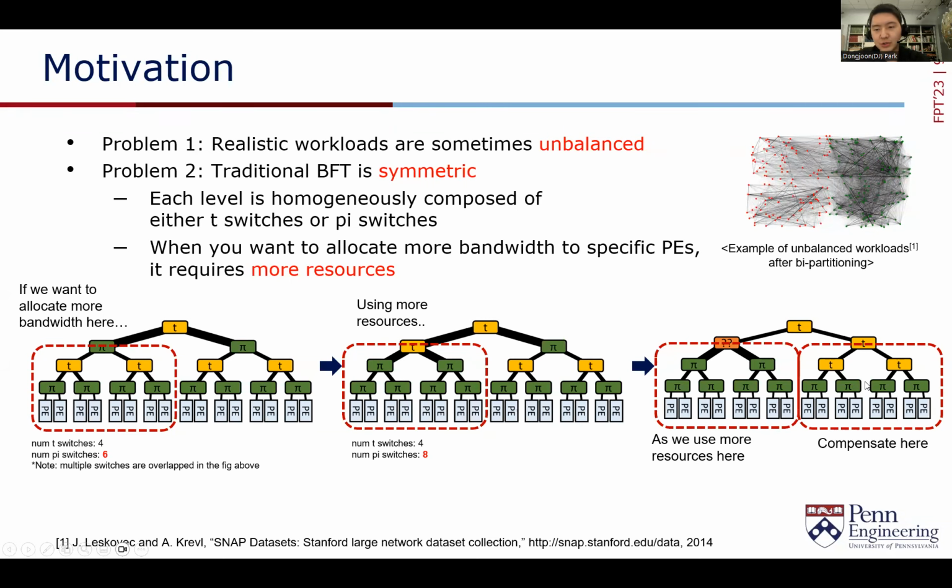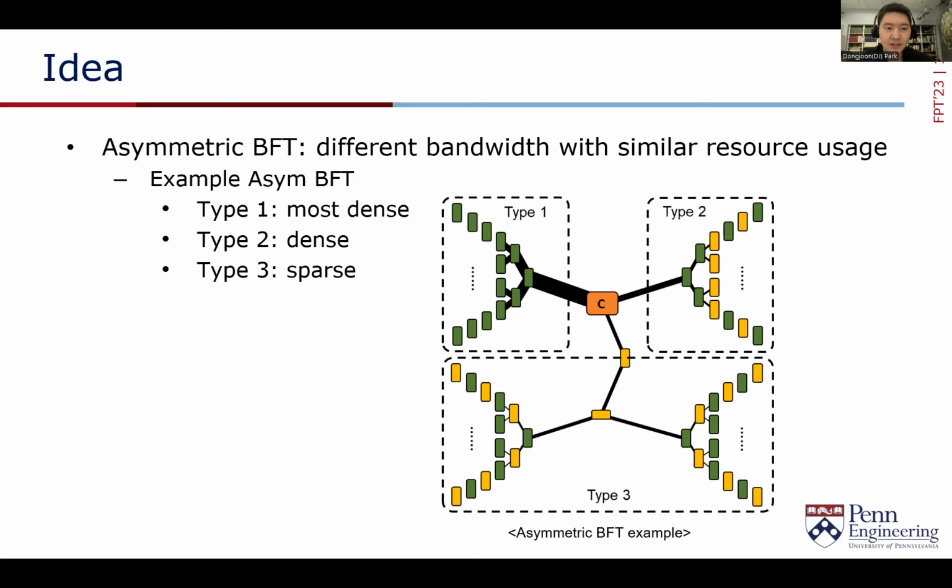In this work, we propose asymmetric BFT that has different bandwidth with similar resource usage. This is an example of asymmetric BFT that has different bandwidth in different subtrees. Type 1 is the most dense and type 3 is the most sparse, and they end up with different channel widths. Therefore, we need a new component, which we call converging switch, that matches different channel widths.